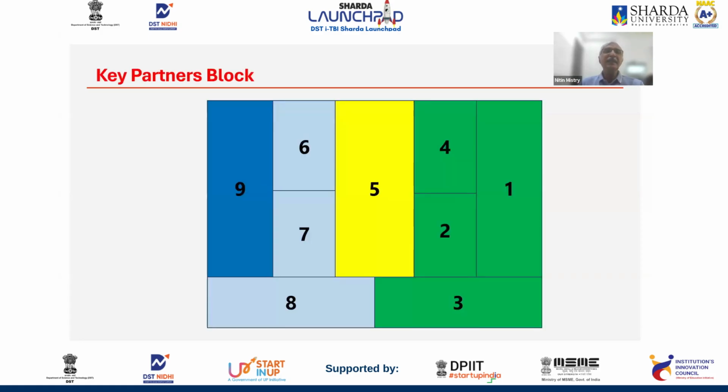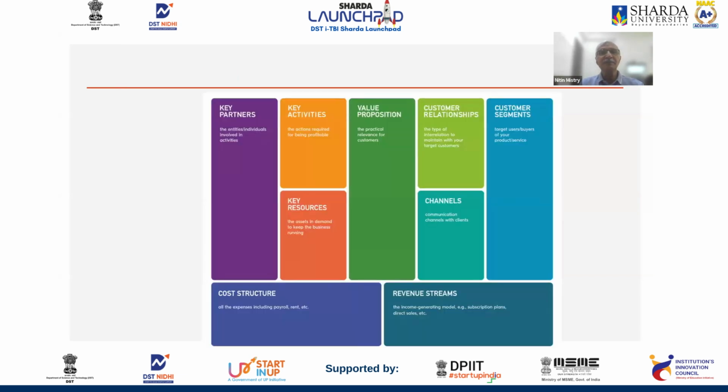So these are the 9 blocks. 1, 2, 3, 4, 5, 6, 7, 8, 9. We finished 9 blocks. If we label them, they become the customer segments, channels, customer relation, revenue streams, value proposition, key resources, key activities, key partners, and cost.